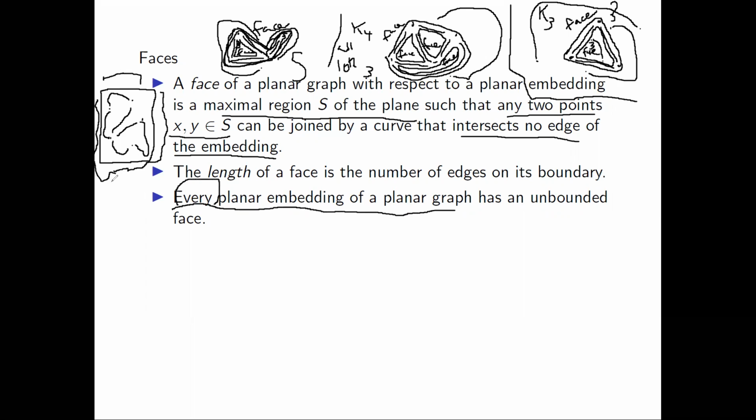So that's how we know that every planar embedding of a planar graph has an unbounded face. We can say every single one, because we can always take a rectangle that's sufficiently large that it contains all the vertices and all the edges. And we know that the region of the plane that contains the exterior of that rectangle has to be our unbounded face. So the maximal region of the plane that contains that rectangle.